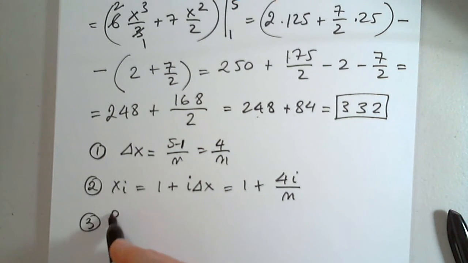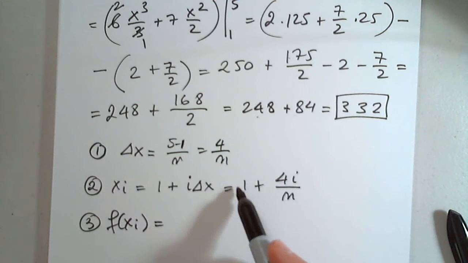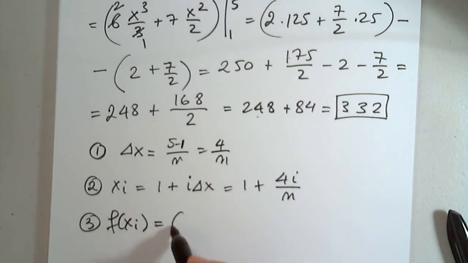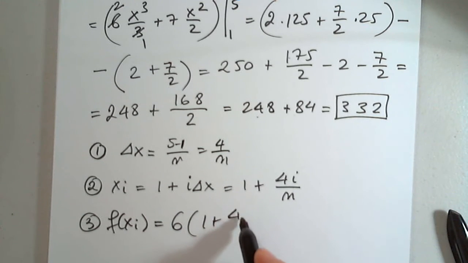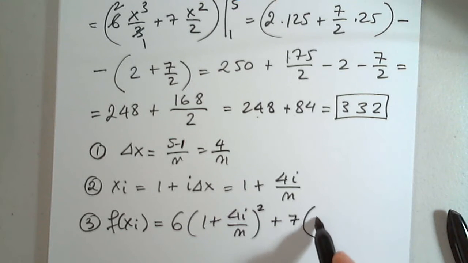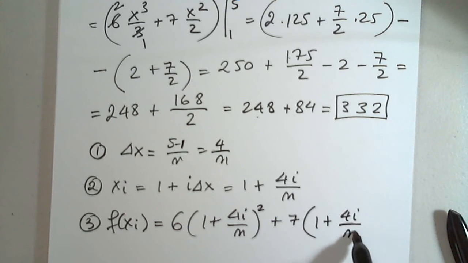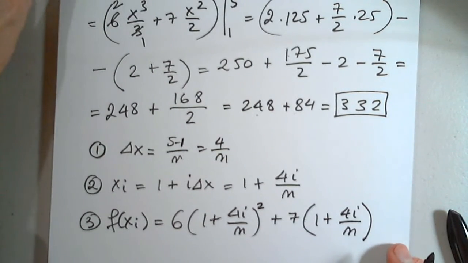Prep number 3 is f of xi. So in the function, I plug this in. So it's just 6 times 1 plus 4i over n, everything squared, plus 7 times 1 plus 4i over n. Let me stop and ask you if you're with me, or if you have any questions on the way. No, I'm with you.